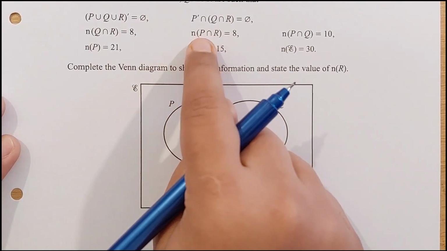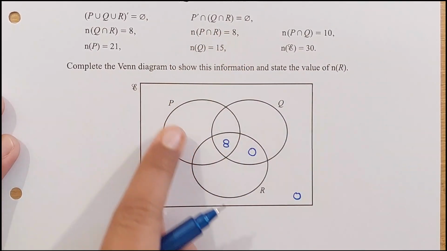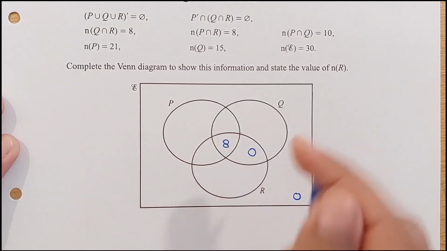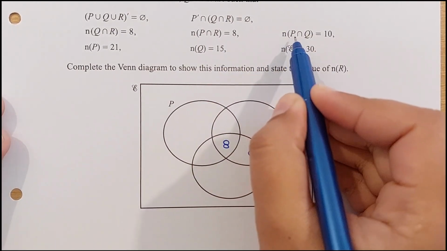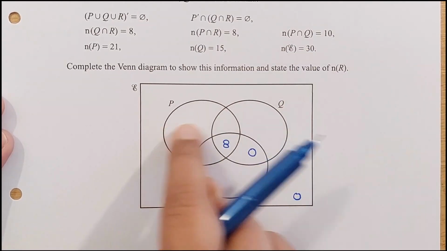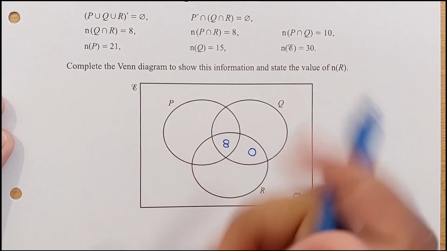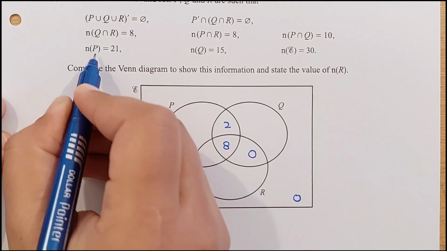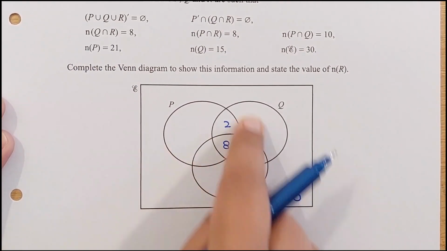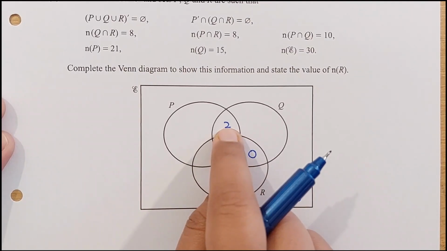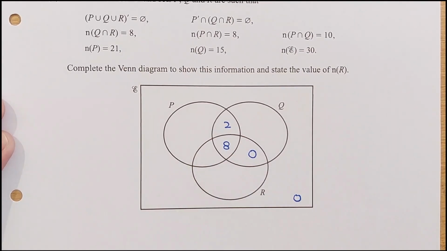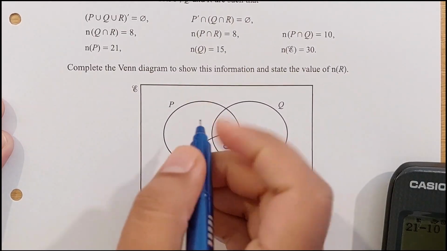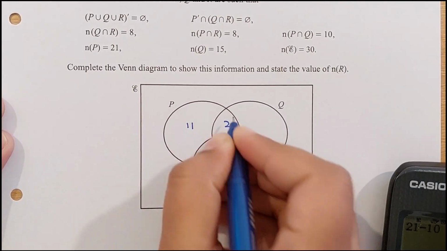Right, the number in P intersection R, P and R, is equal to 8. So we already have 8, right? And the number in P intersection Q, P and Q intersection, is 10. So we have 8 and we have 2 here. Now the number of elements in P is 21. So P has 21 elements. So 8 plus 2 is 10, and 21 subtract 10 is equal to 11. So the rest of the elements is 11, and the total is 21.